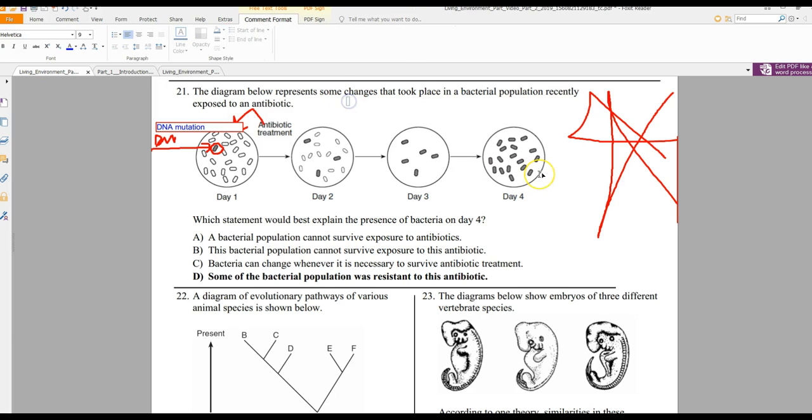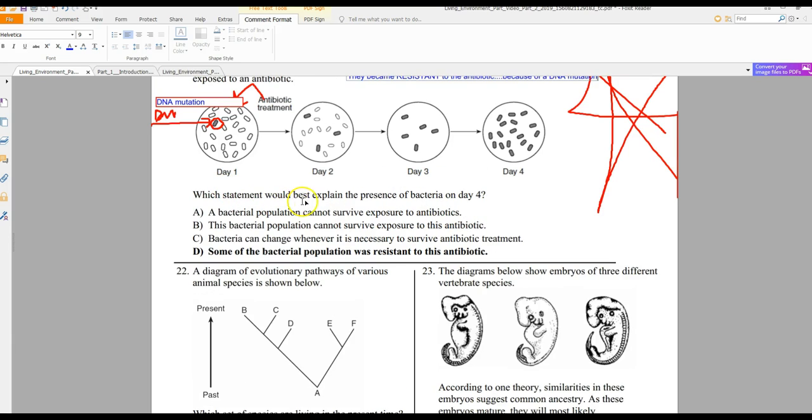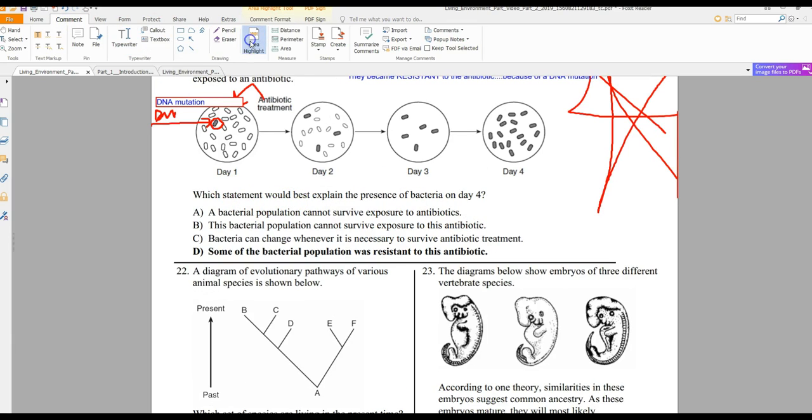Back to how you need to answer these questions. They became resistant to the antibiotic. If you say it got used to it, just welcome the 0 into your life for that question. Accept the loss. They became resistant to the antibiotic because, if you want to get fancy, because of a DNA mutation. Moving on.